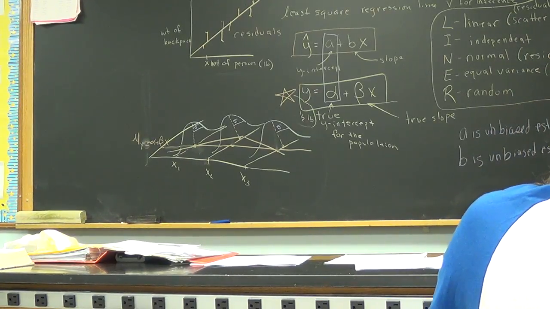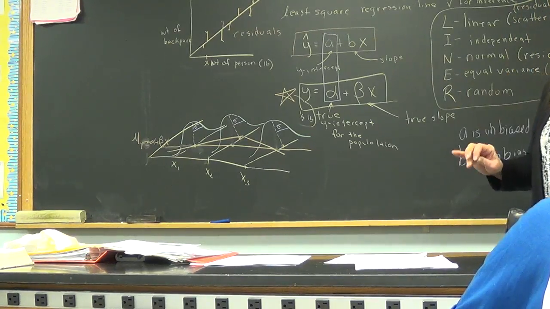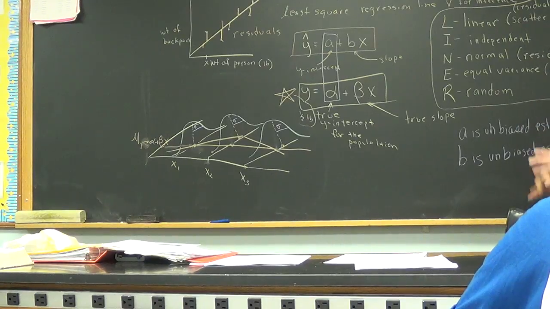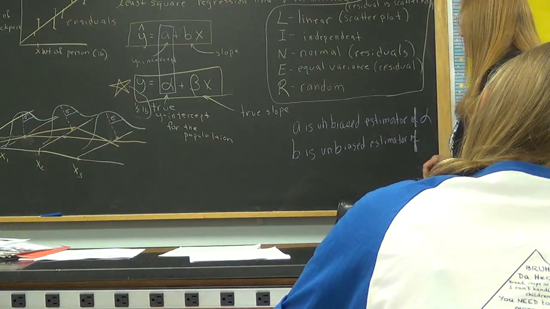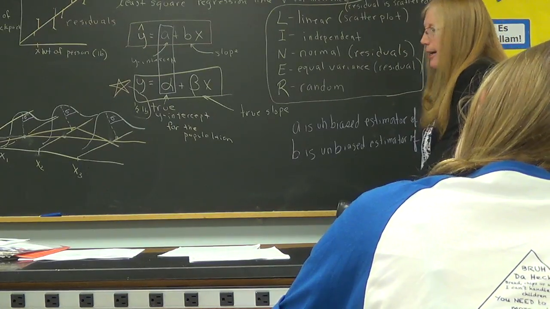What does it mean to be unbiased again? It means if you take every single sample that is possible and you put them all on a normal curve, it'll present a normal curve, and the mean will exactly match the parameter of the population. Okay. B is an unbiased estimator of beta.